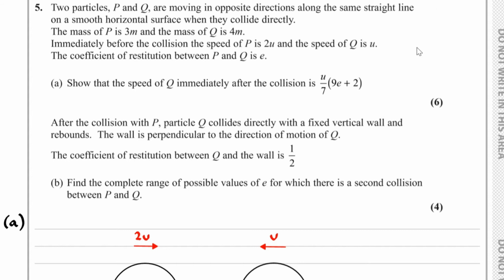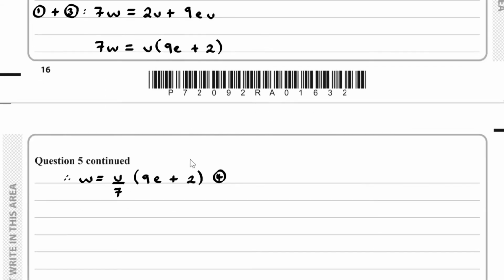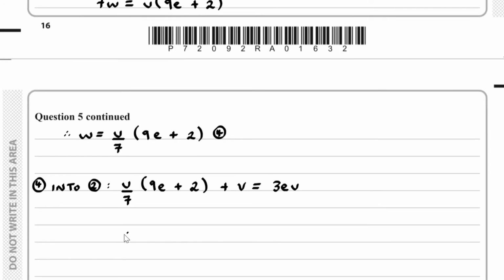Now, what we need to do is find out the speed of P after the collision. So what we need to do is find out what v is. And we can do that by using equation 2. We will substitute in equation 4 into equation 2. So 4 into 2, we have w, which we know is u over 7 multiplied by 9e plus 2, plus v. This is equal to 3eu. So I've got 9eu over 7 plus 2u over 7 plus v equals 3eu.